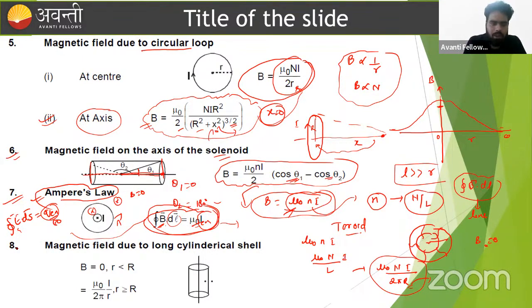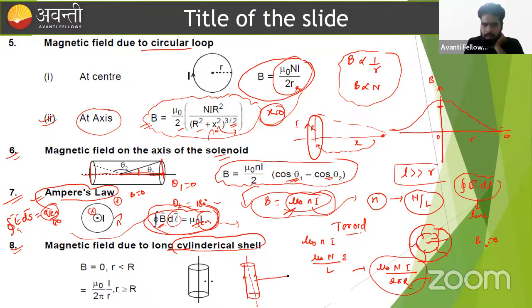Okay, and the very important next slide: what is the magnetic field due to a long cylindrical shell? This is an application of Ampere's law. How can we say, sir? If this is the shell, we can consider that there is no current inside the shell and the current is present only along the circumference. I hope this is clear, because it is a hollow type of shell.